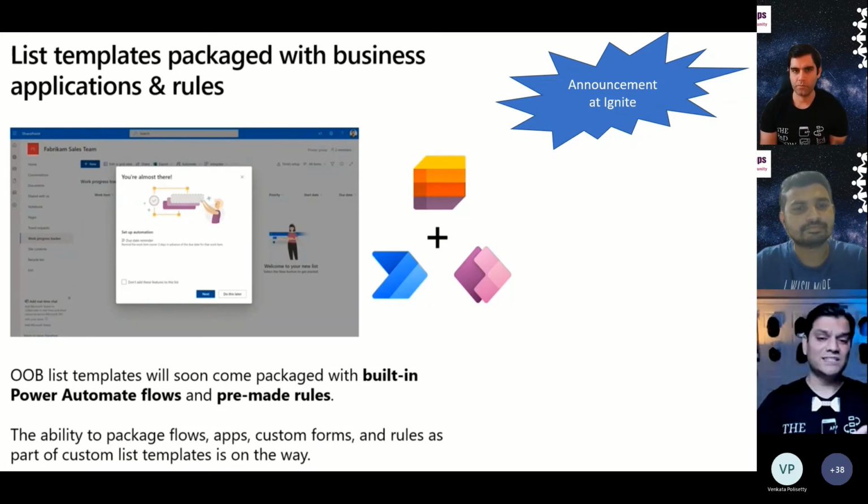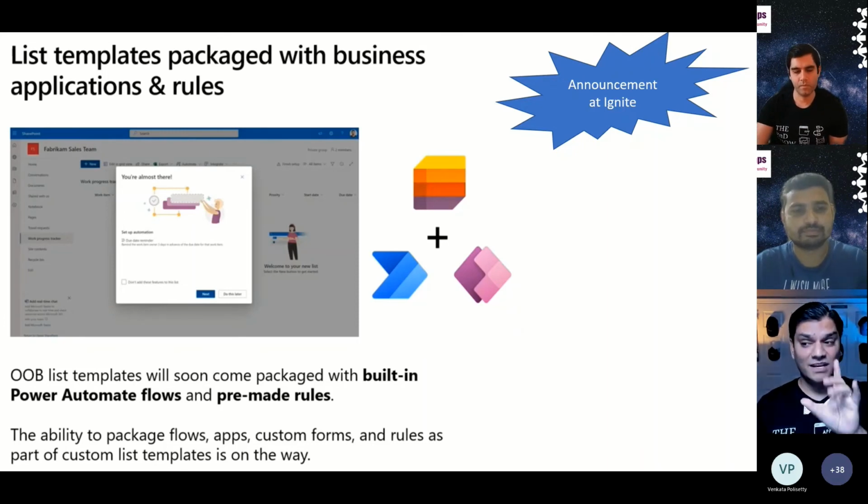From a SharePoint list, you can now package everything together, your apps and your flows, and you can migrate that to another different place. It's going to be huge and was announced at Ignite.